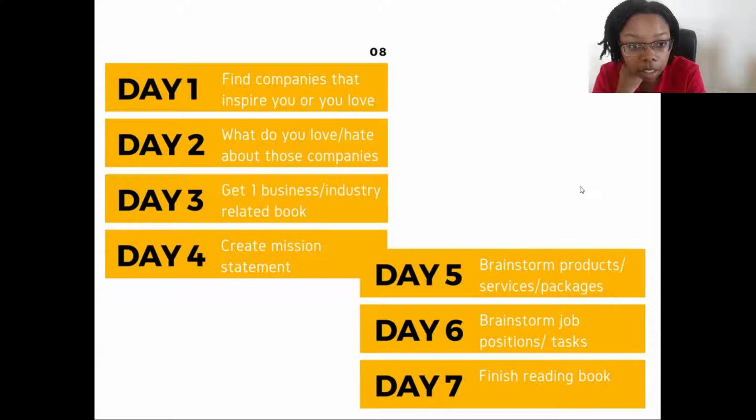So day one, you're going to find companies that inspire you or companies that you love. For example, I'm just going to use Apple as the example because most people know the company Apple. So let's say you do like Apple products. You find that they're sleek, they're dependable, whatever you find about the company or the products that you like, and think about why you like that or why you trust a specific company. Those are things that you're going to want to have in your company. So on day one, you're just going to look for companies that you love.